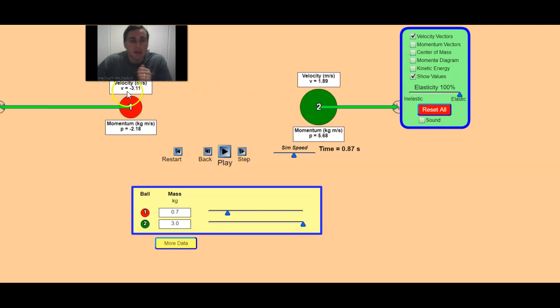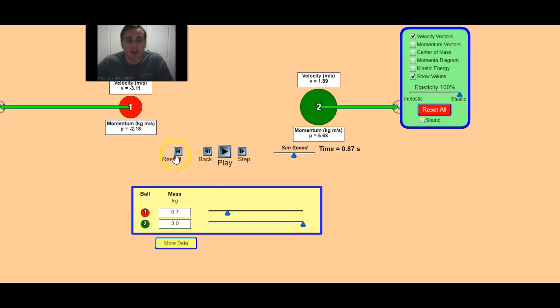So notice that here we have negative 3.11 and 1.89 meters per second for the final velocities. This is what we saw when we calculated the final velocities using the recipe, and this is, again, what we expect. There are more difficult numbers to calculate, especially using the quadratic formula or intersection of curves or anything like that.